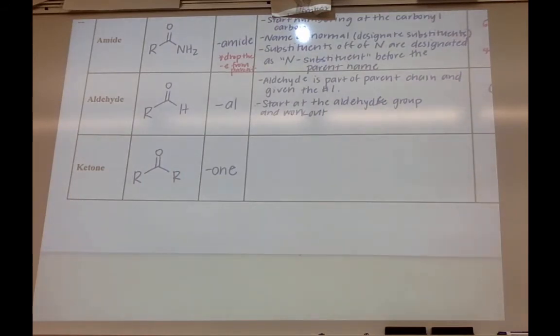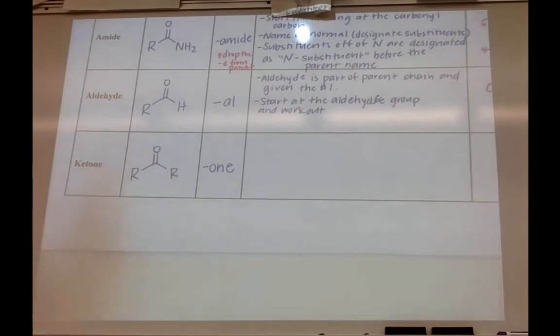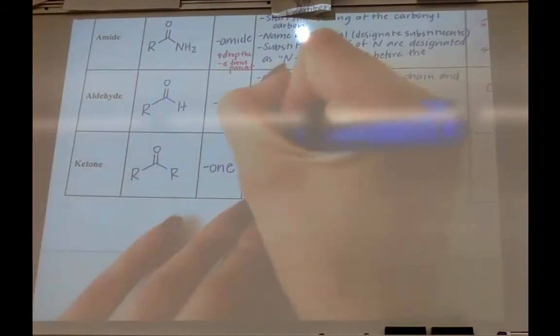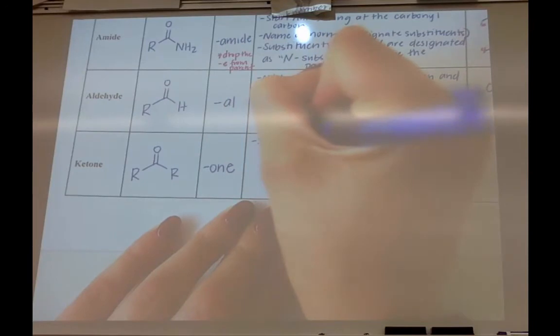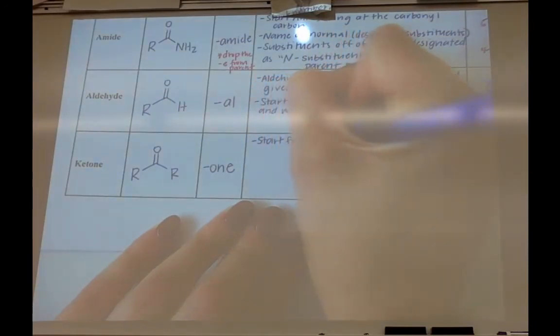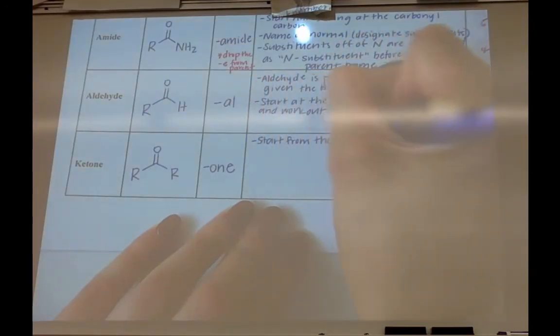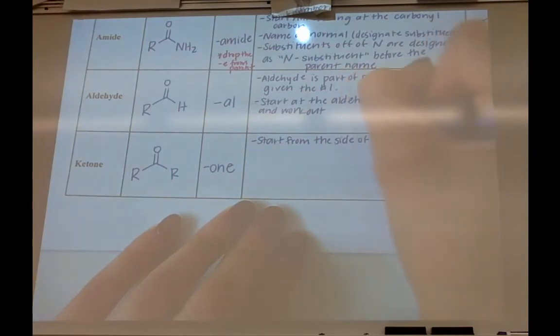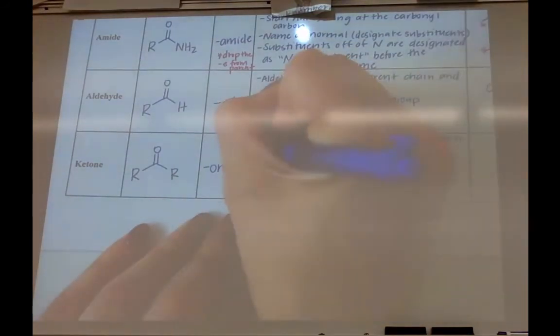Naming a ketone. Okay, start from the side of the parent chain that gives the ketone the lowest number.